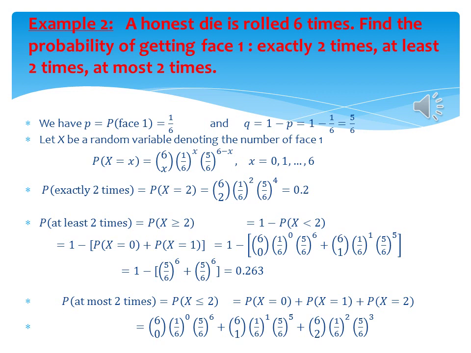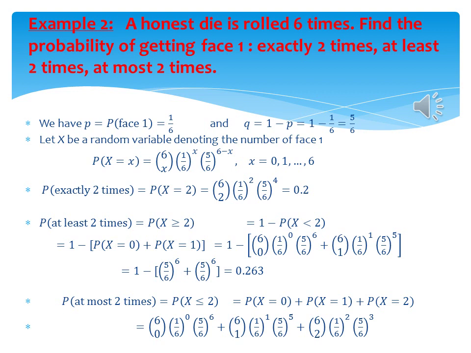First required, exactly 2 times: the probability of x equal 2 is 6 combination 2, (1/6) power 2, (5/6) power 4. We calculate it with the calculator directly, and we can get the result. Number 2, what is the probability of at least 2 times? At least means the probability of x greater than or equal to 2, meaning 2, 3, 4, 5. But it is better to calculate 1 minus the probability of x less than 2, which is the probability of x equal 0 plus the probability of x equal 1. We calculate it, we get the result.